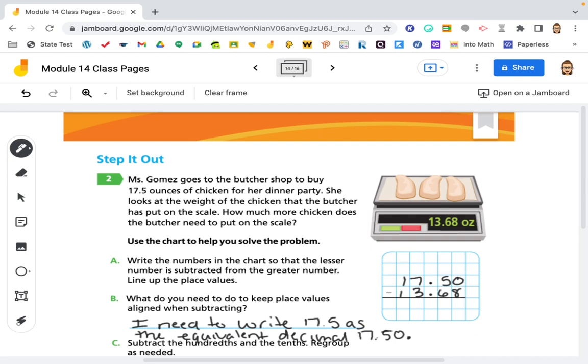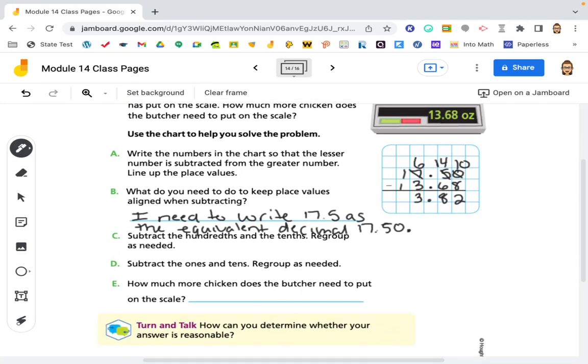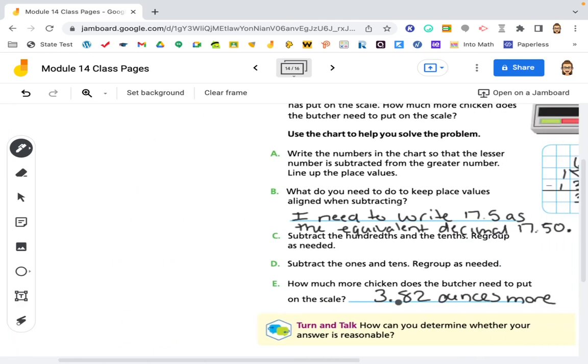Okay, so we're going to subtract. 0 minus 8. We can't do that, so the 5 becomes a 4, and 0 becomes a 10. 10 minus 8 is 2. 4 minus 6, can't do that. 7 becomes 6. 4 becomes 14. 14 minus 6 is 8. 6 minus 3 is 3. Then we have 0, so bring down a decimal point. We have 3 and 82 hundredths ounces. So 3 and 82 hundredths ounces more.